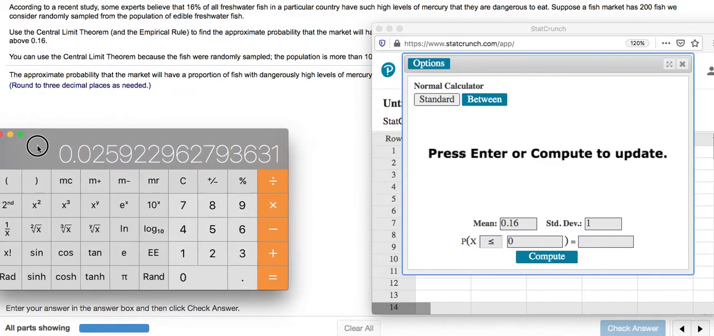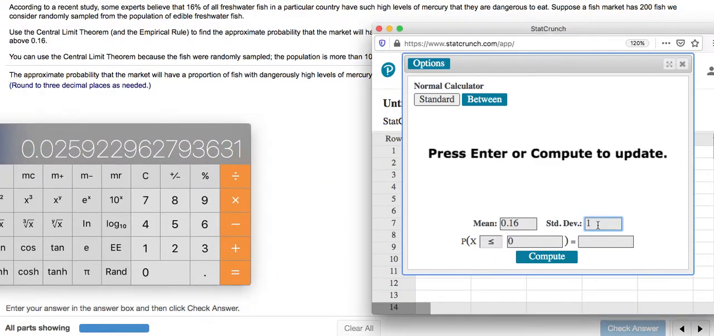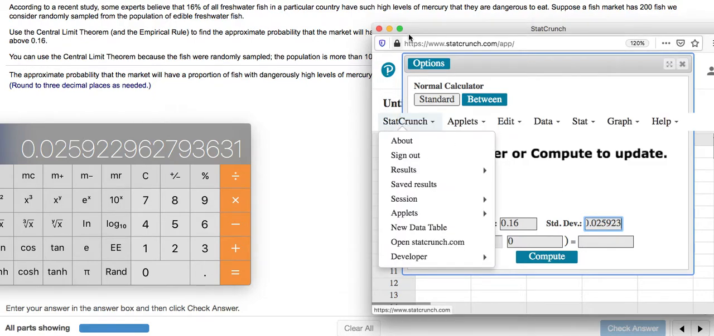And this here is the standard error or standard deviation, which I'm going to round out to a few decimal places, 0.0259. Maybe I'll go 23. I mean, you go up far enough so you know your answer is going to be accurate.